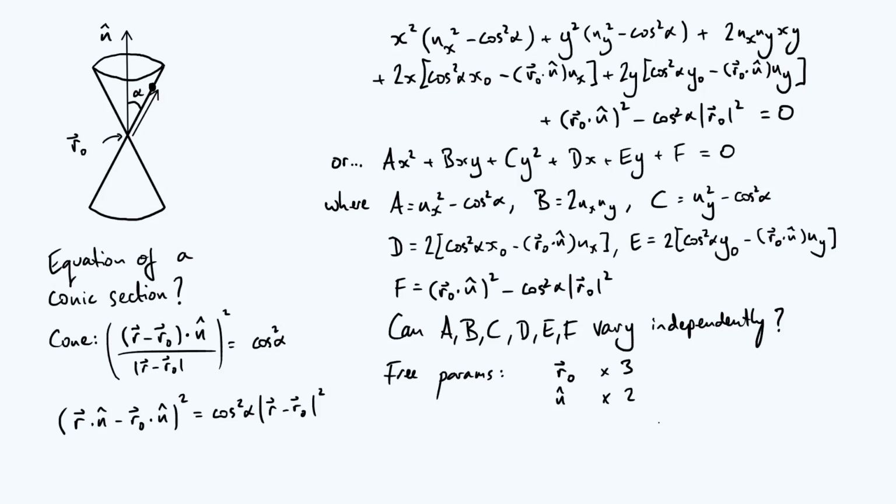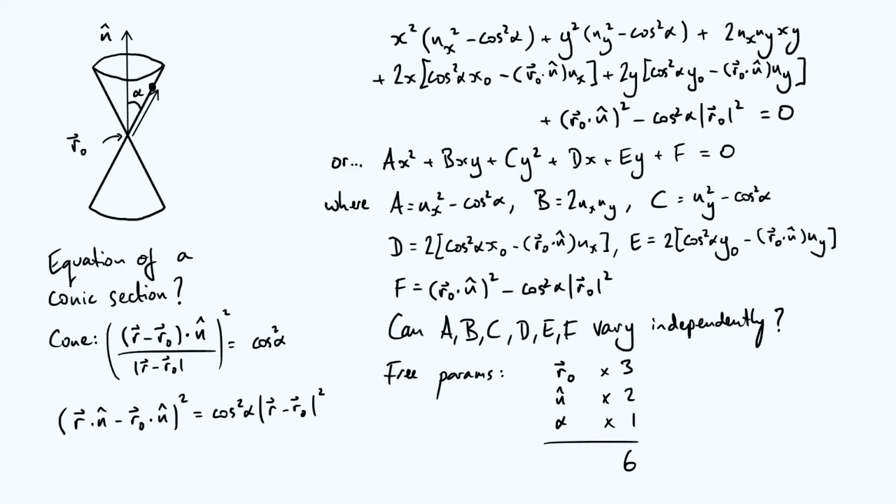You can specify n completely by 2 angles. It's a direction vector. It only has 2 independent parameters that can vary. And then, of course, we've got alpha, the half opening angle of the cone. That's just a scalar, just one value. So in total, we have 6 parameters that can vary independently of each other.